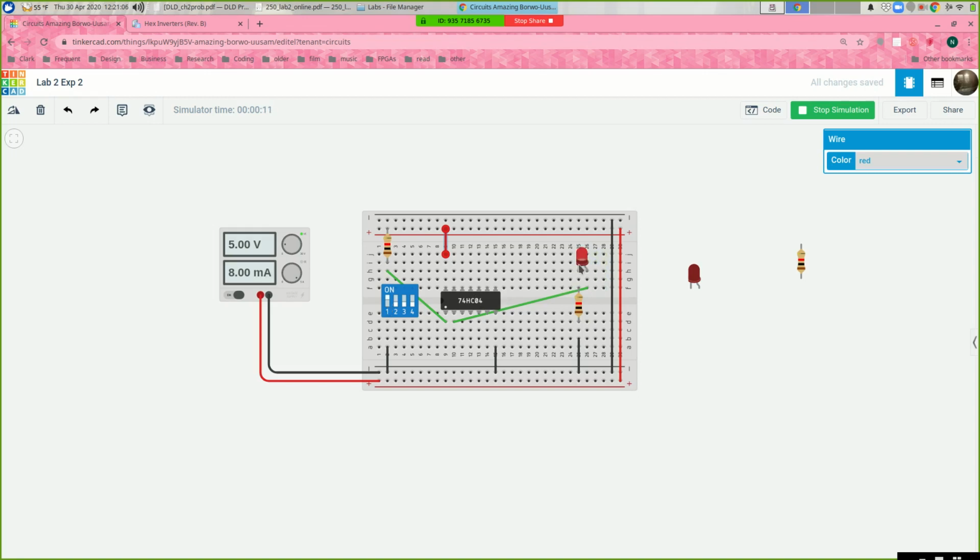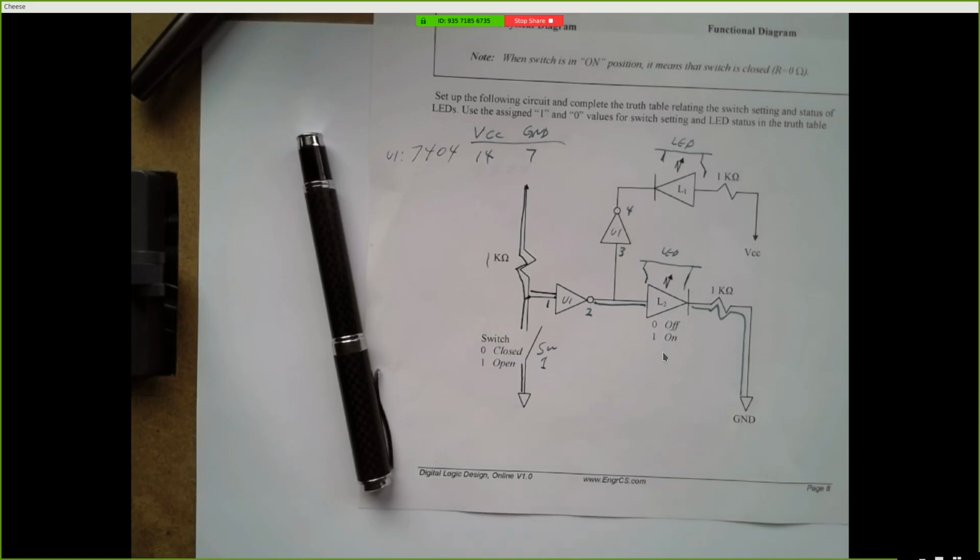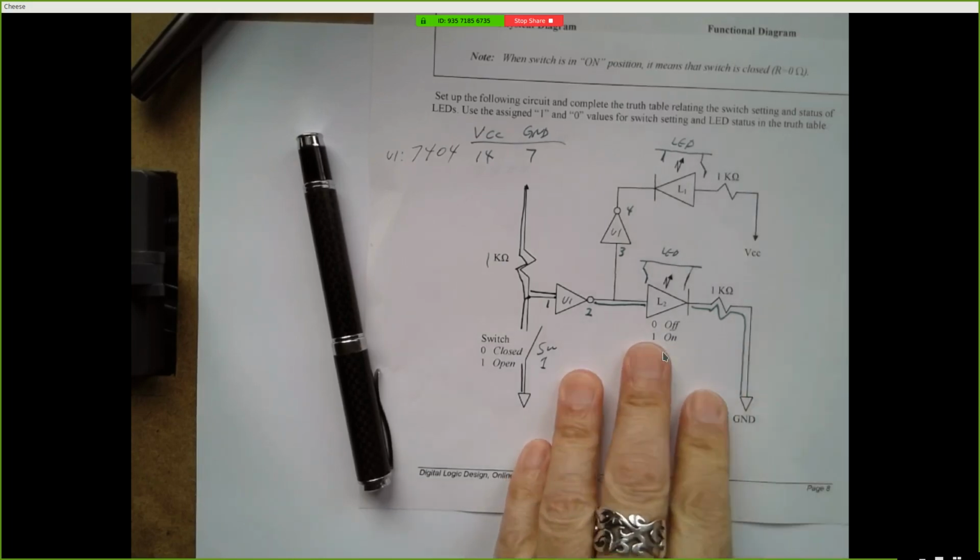The LEDs aren't terribly impressive. They should be really bright. But if you just watch the LED, when I slide the switch, it turns off, and then it turns on. Okay, so that's half of our circuit. And then if I wanted to continue doing this, right, just keep going.